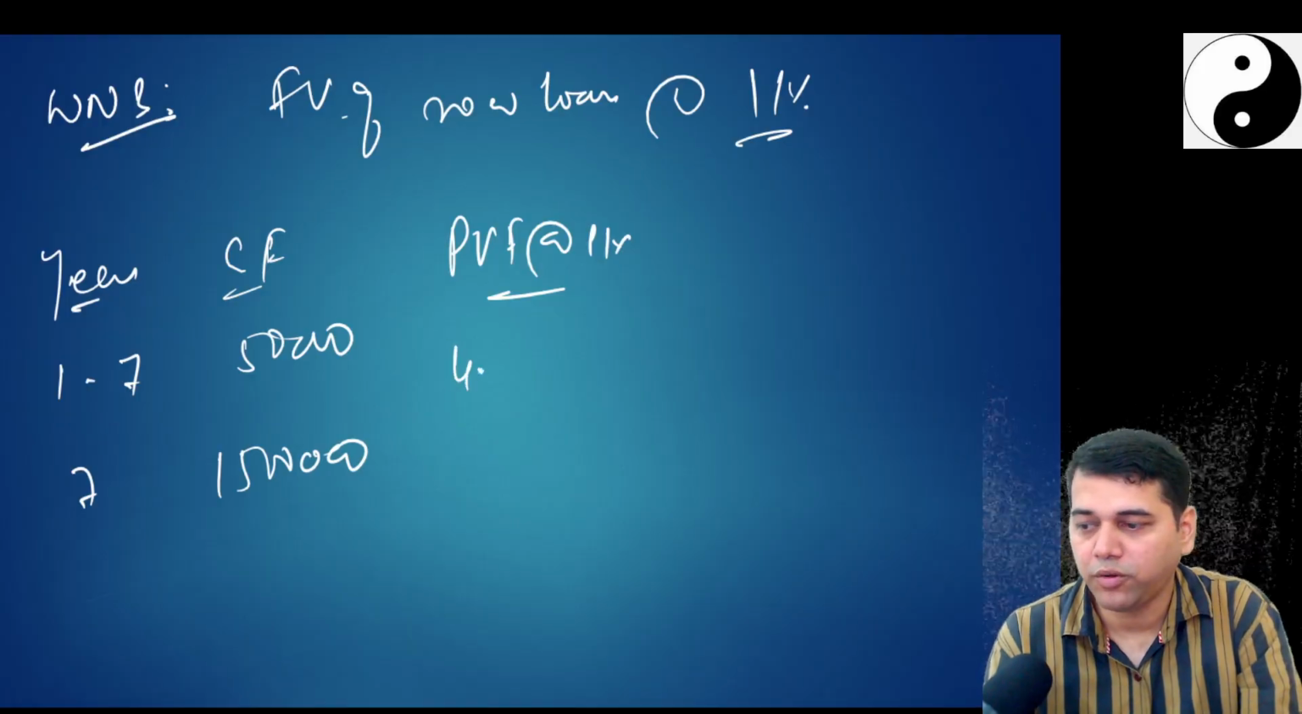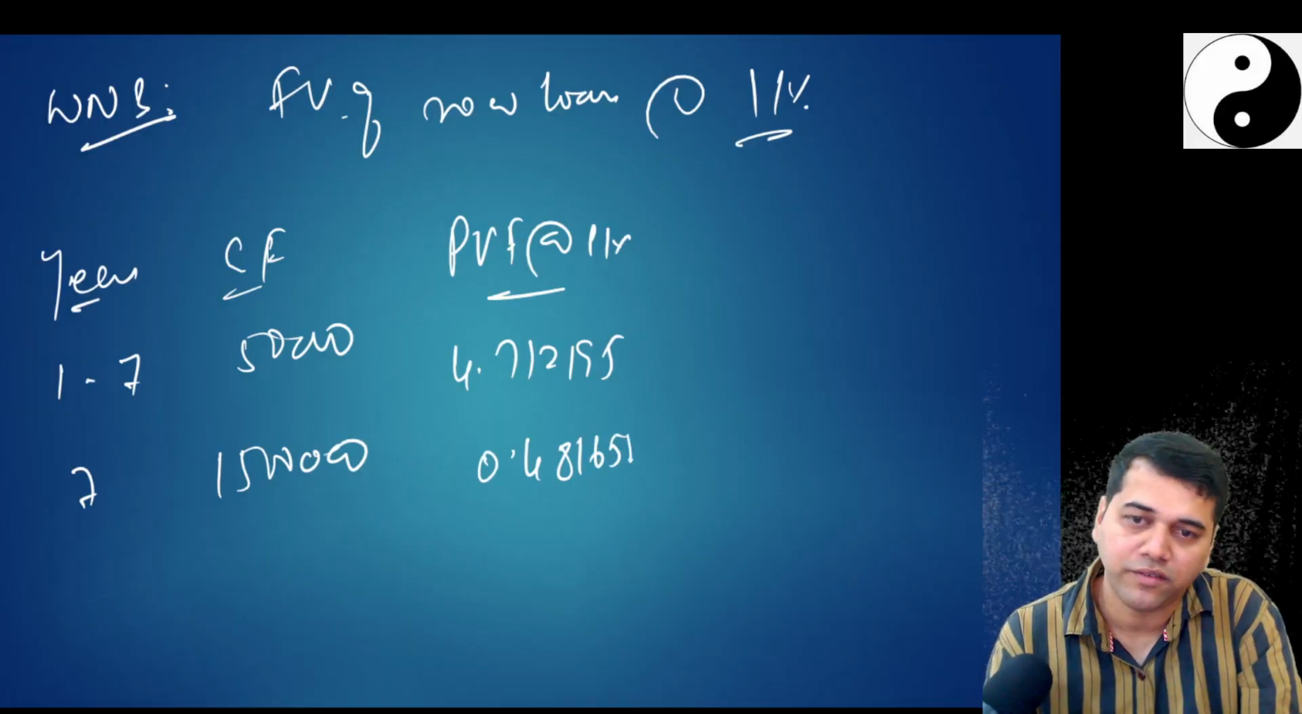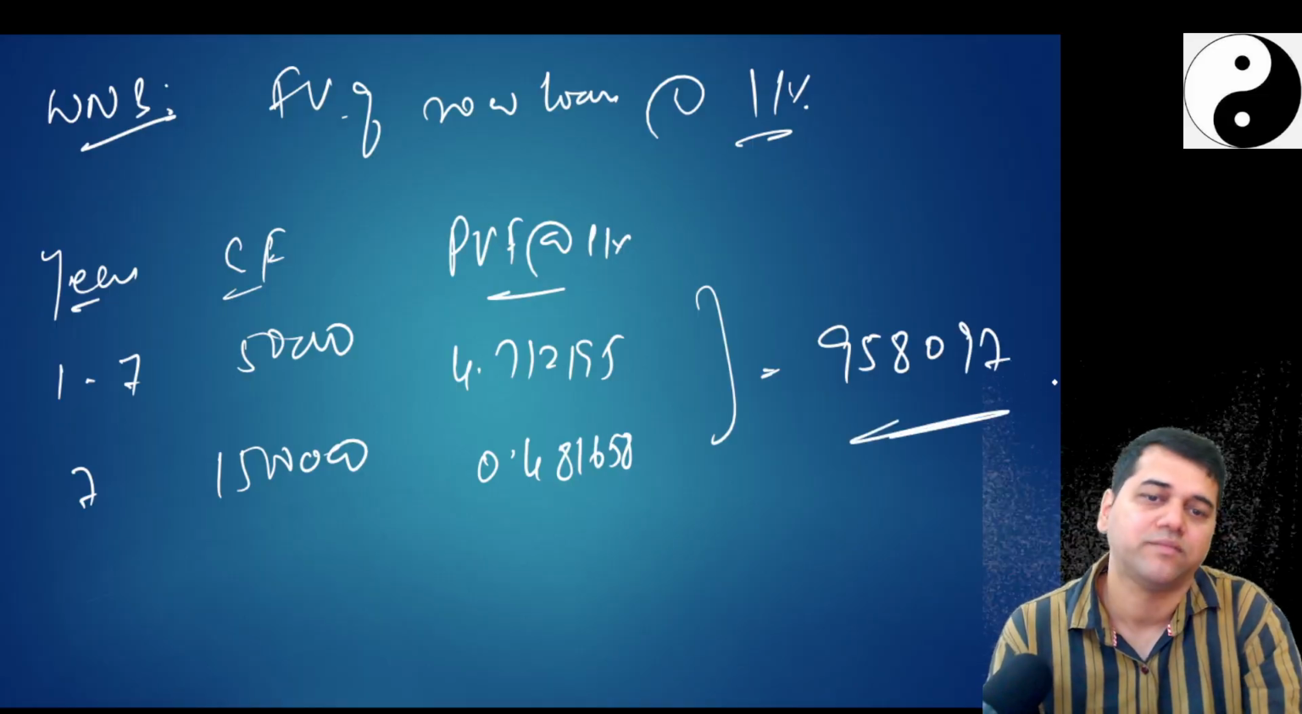which is 4.712195, 0.481658. This gives you 9,58,097.